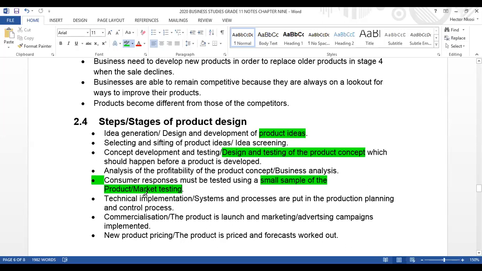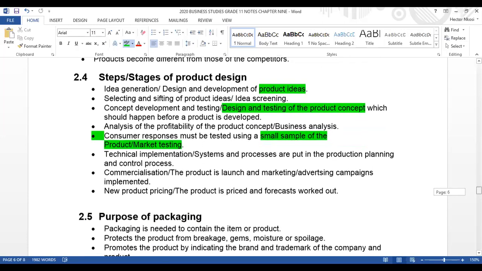So your technical implementation systems or processes are put in the production planning and control process. Also, you've got your commercialization. The product is launched and the marketing and advertising campaign is implemented. The new product is priced, the pricing is worked out basically, right? So now you know the stages or steps of product design.